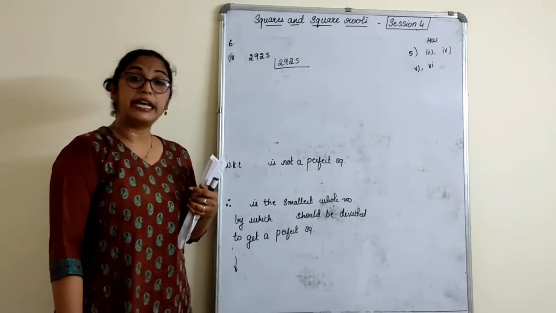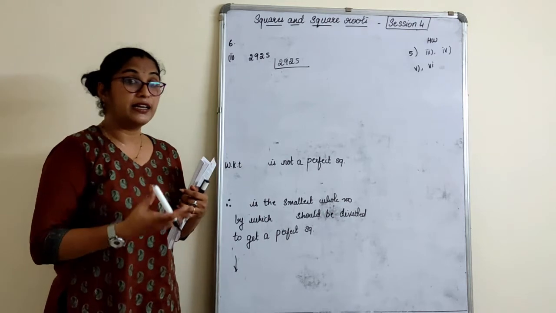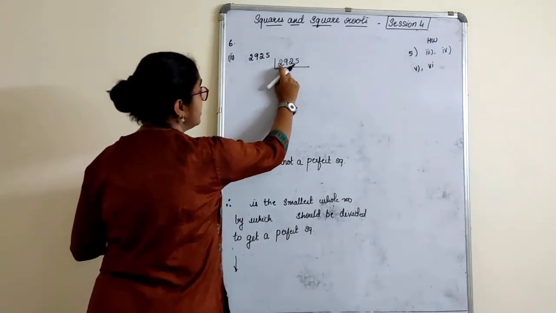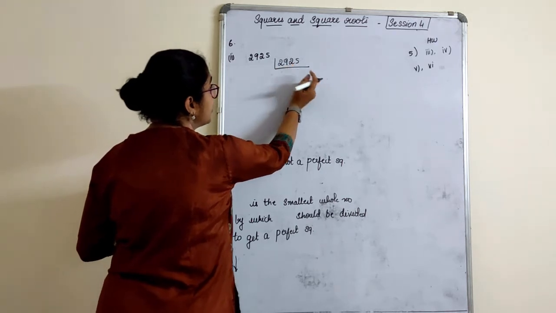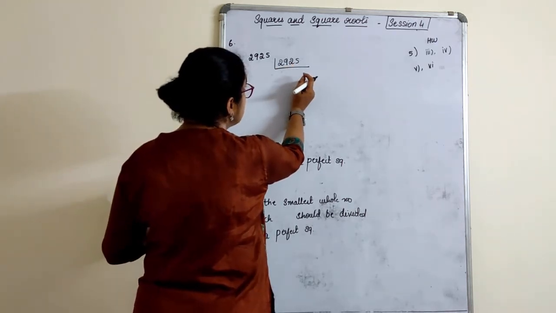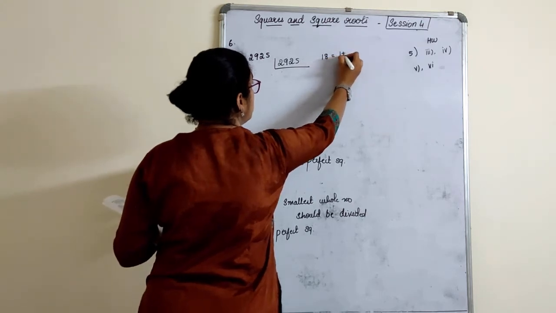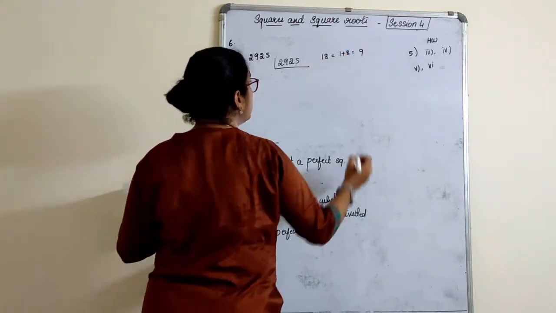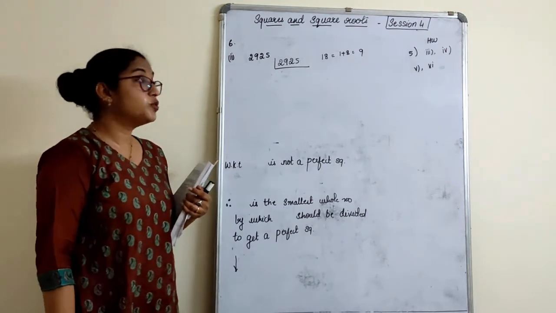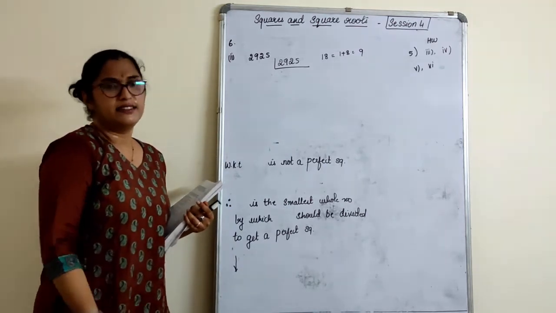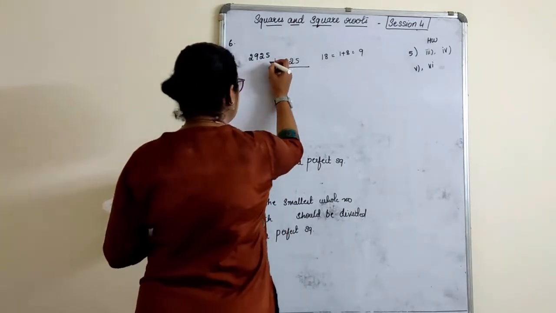Is it divisible by any other number also apart from 5? How do we check it? Add and see what we get. 9, 10, 11, 12, 13, 14, 15, 16, 17, 18. So the sum we get is 18, and 1 plus 8 we get as 9 also. So this number is not only divisible by 5, it's also divisible by 3, right? Let's start from 3.